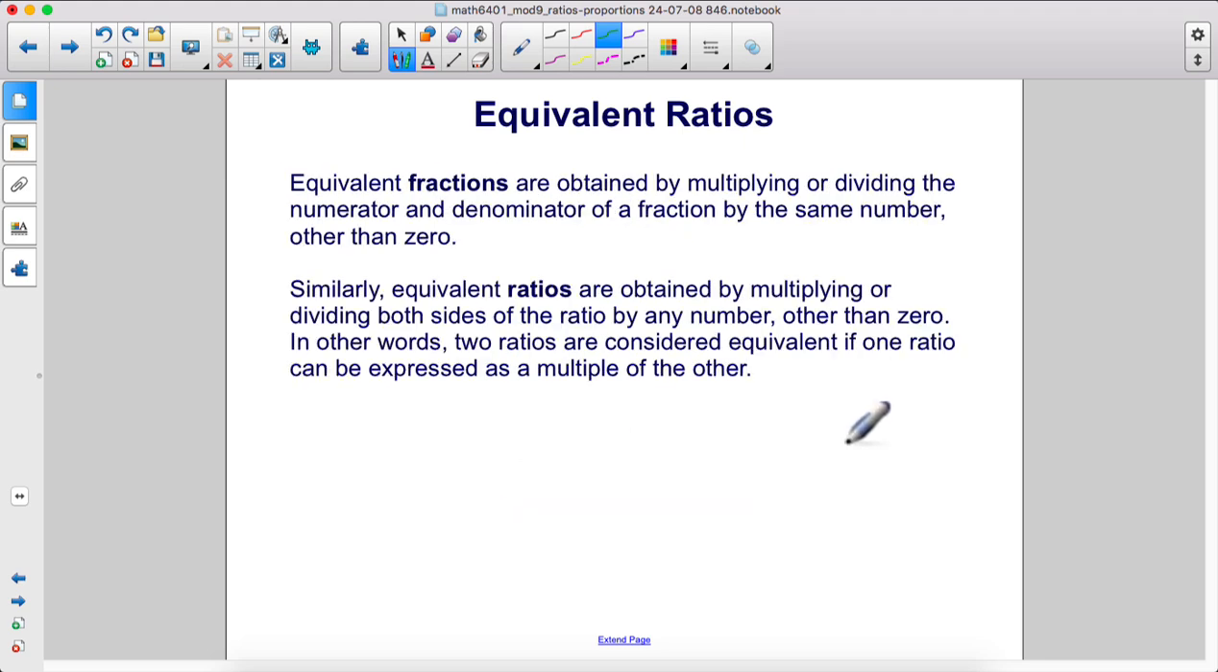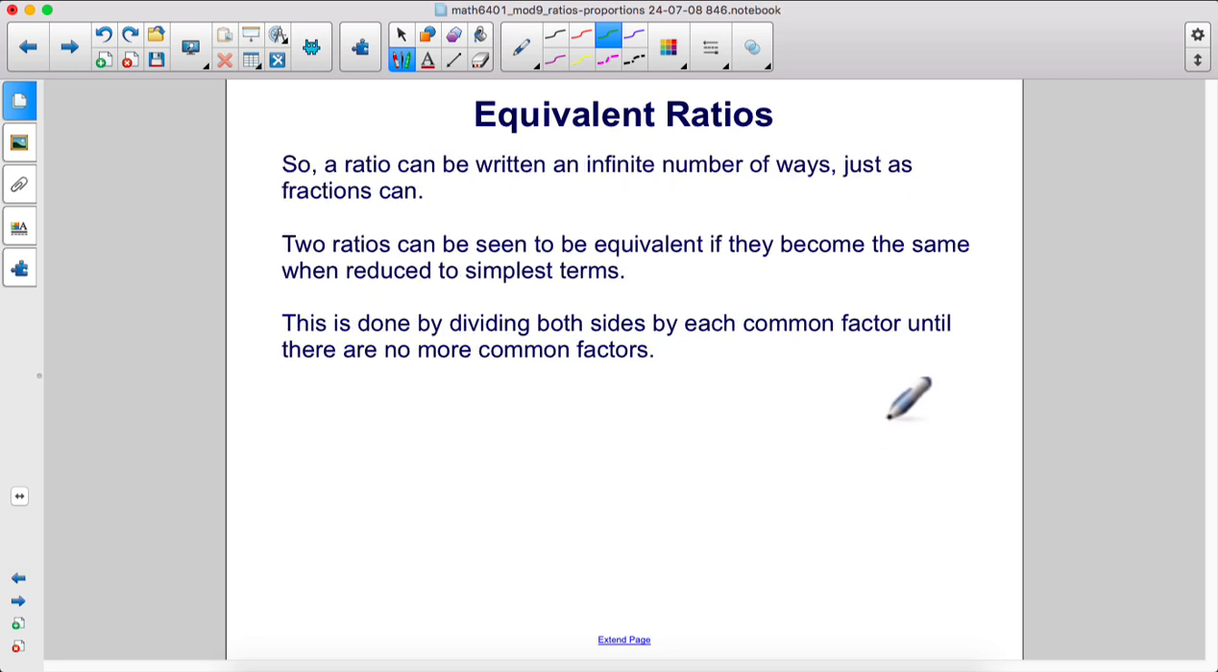Equivalent fractions are obtained by multiplying or dividing the numerator and denominator of a fraction by the same number, other than 0. Similarly, equivalent ratios are obtained by multiplying or dividing both sides of the ratio by any number other than 0. In other words, two ratios are considered equivalent if one ratio can be expressed as a multiple of the other. Therefore, a ratio can be written an infinite number of ways, just as fractions can.